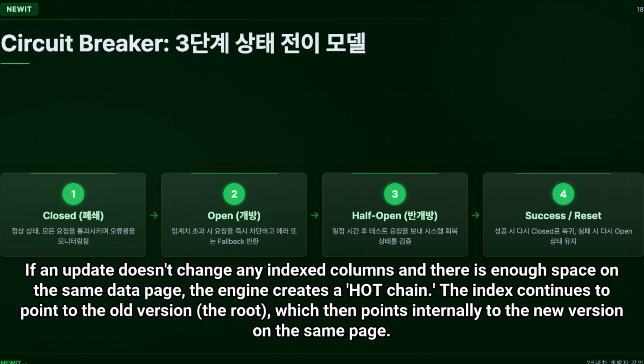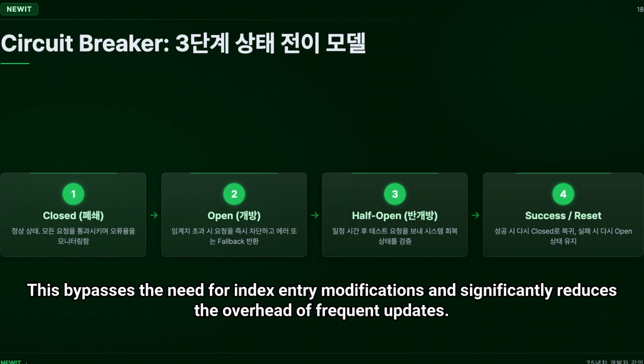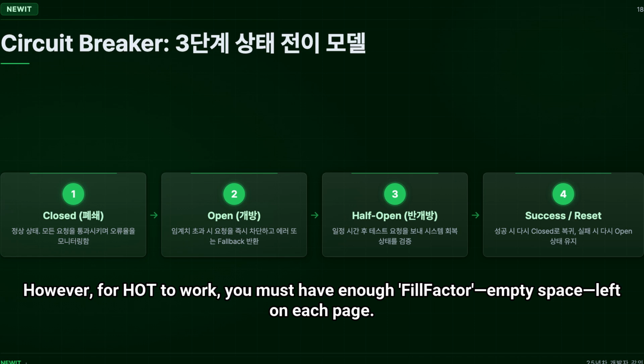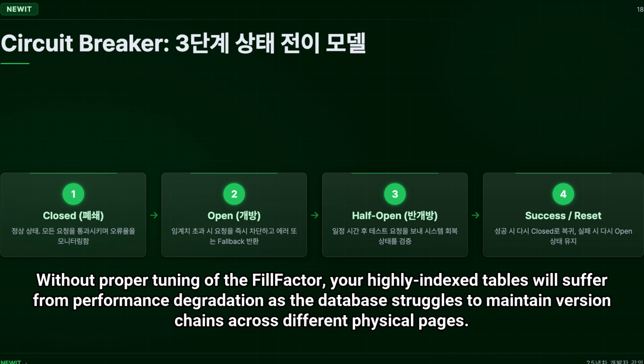If an update doesn't change any index columns and there is enough space on the same data page, the engine creates a chain. The index continues to point to the old version, the root, which then points internally to the new version on the same page. This bypasses the need for index entry modifications and significantly reduces the overhead of frequent updates. However, for HOT to work, you must have enough fill factor empty space left on each page. Without proper tuning of the fill factor, your highly indexed tables will suffer from performance degradation as the database struggles to maintain version chains across different physical pages.